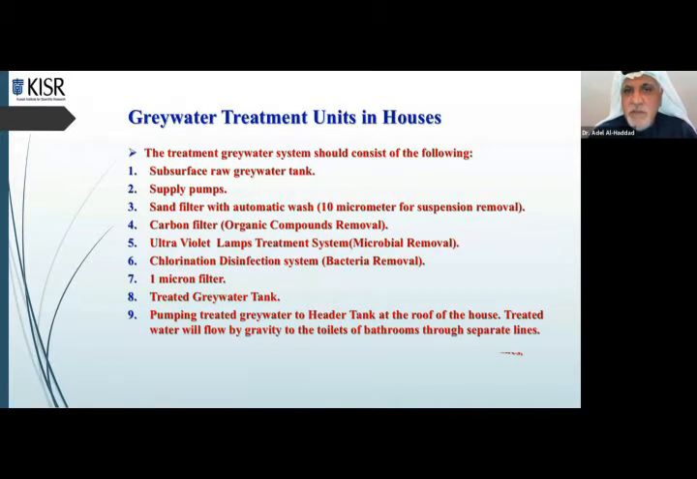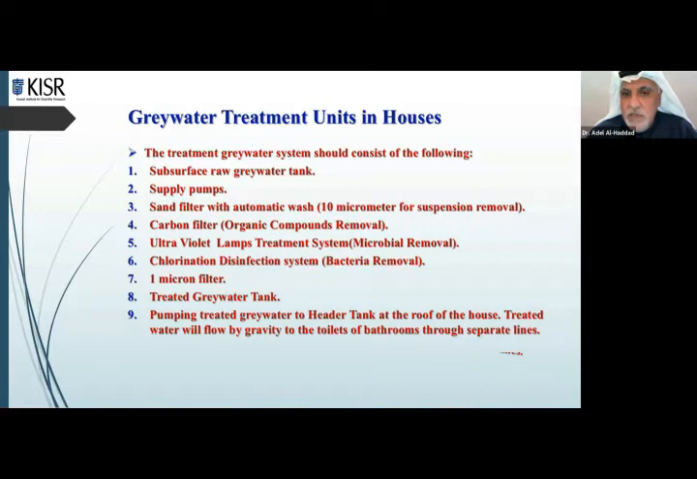Usually the gray water treatment unit in the houses consists of the following: a subsurface raw gray water tank, supply pumps, a sand filter with automatic wash, 10 micrometer suspended solids removal, usually also associated with a carbon filter for organic compounds removal, and ultraviolet lamp treatment. This is to get rid of the germs found in the water. Finally, disinfection with chlorine to get rid of any bacteria in the water. After that, we use 1 micron filters, then the treated gray water tank.